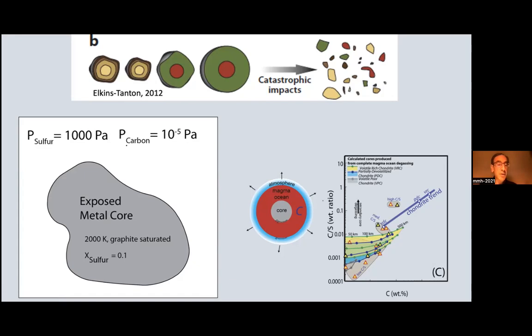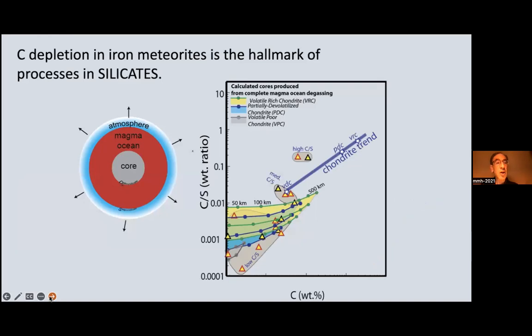The iron meteorite parent bodies, it's the opposite. They kept a significant amount of their sulfur, and they lost almost all of their carbon. This happens when one is degassing silicate, and the carbon can form volatile species like CH4 or CO or CO2, depending on the oxygen fugacity. And then suddenly carbon becomes very, very volatile. The severe depletion of carbon in iron meteorite parent bodies is the hallmark of silicate degassing. It's telling us what the whole body was doing, not just the iron. Carbon depletion in iron meteorites is the hallmark of processes in silicates.